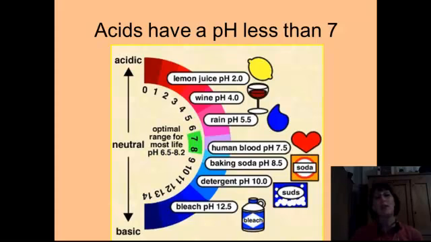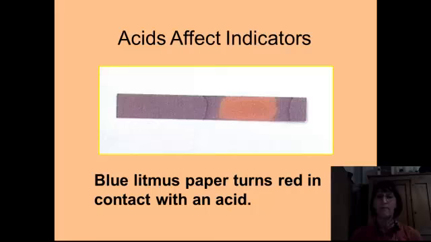Okay, oh look, acids have a pH less than 7. 0 is up at the top. And you see some examples of things that are just common things. Lemon juice has a pH of 2. Wine has a pH of 4. Rain has a pH of 5.5.